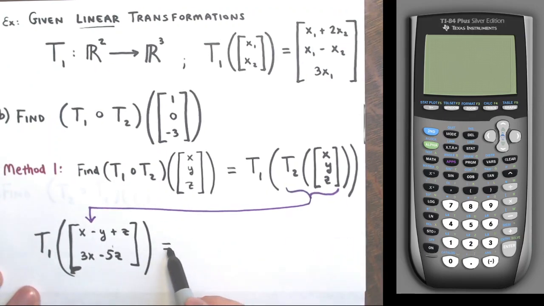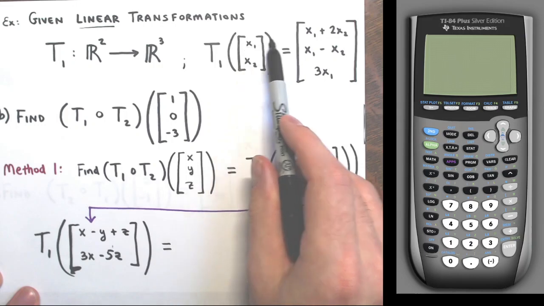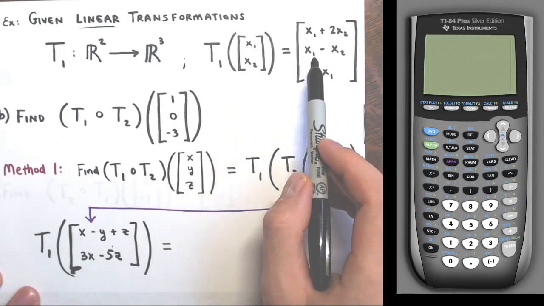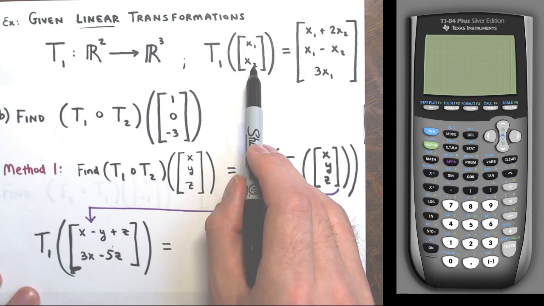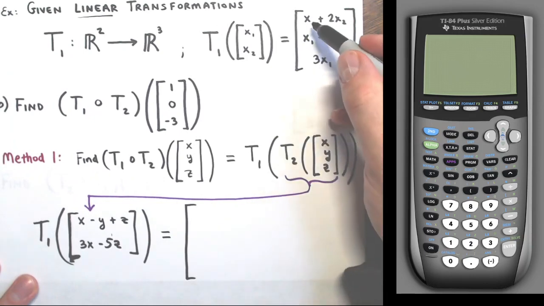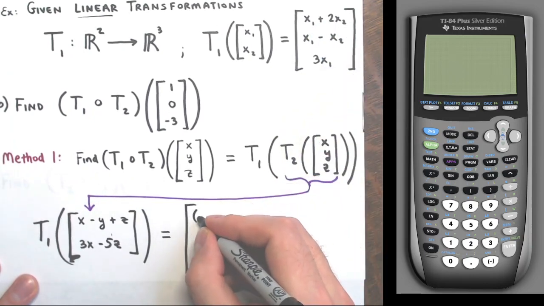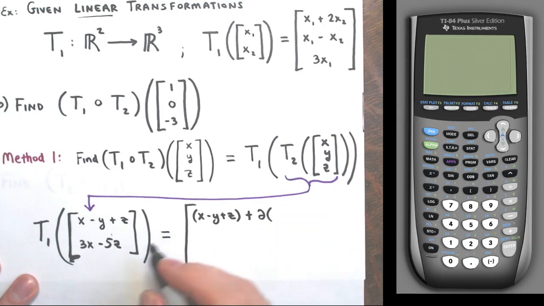All right, and then I apply T1. Now remember, T1 goes from R2 to R3. Now everywhere there's an x1, so here and here and here, I'm going to replace it with the quantity x minus y plus z, that first component of this input vector here. And everywhere there's an x2, I'm going to replace it with 3x minus 5z, that quantity. All right, so I apply T1 to this vector, and it gives me a vector with 3 components, which will simplify, of course, following this rule. So I have x1, so x minus y plus z, plus 2x2, so plus 2 times the quantity 3x minus 5z.